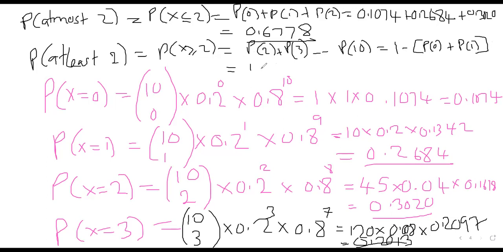So meaning probability of 0 is 0.1074. And probability of 1 is 0.2684. Now you add these first before you subtract from 1. So 0.1074 plus 0.2684 equals 0.3758. So 1 minus 0.3758. Then that's when you subtract from 1. So 1 minus answer. This is 0.6242.